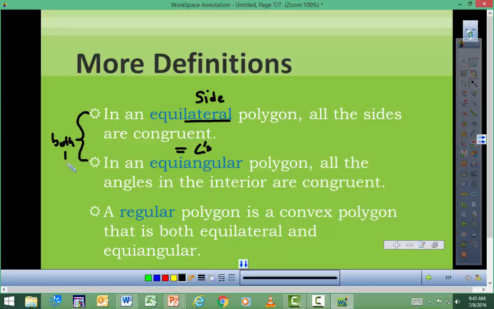a new special name, and for whatever reason we use the word regular. Now it seems to me they should be using the prefix equi again, but anyhow we call it regular. So a regular polygon is a convex polygon, and it's both equilateral and equiangular. And so we'll classify polygons using these words as well. Now let's take a look at a couple of examples.